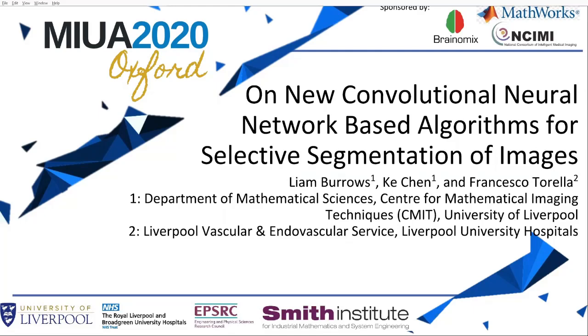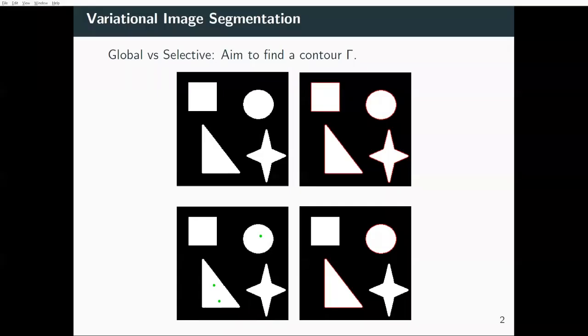I'm going to present my piece of work for MIUA, which is based on a new variational segmentation model and how we can implement it into a neural network framework. To begin with, I'm just going to do a brief overview of variational image segmentation and the methods behind the approaches that we can take.